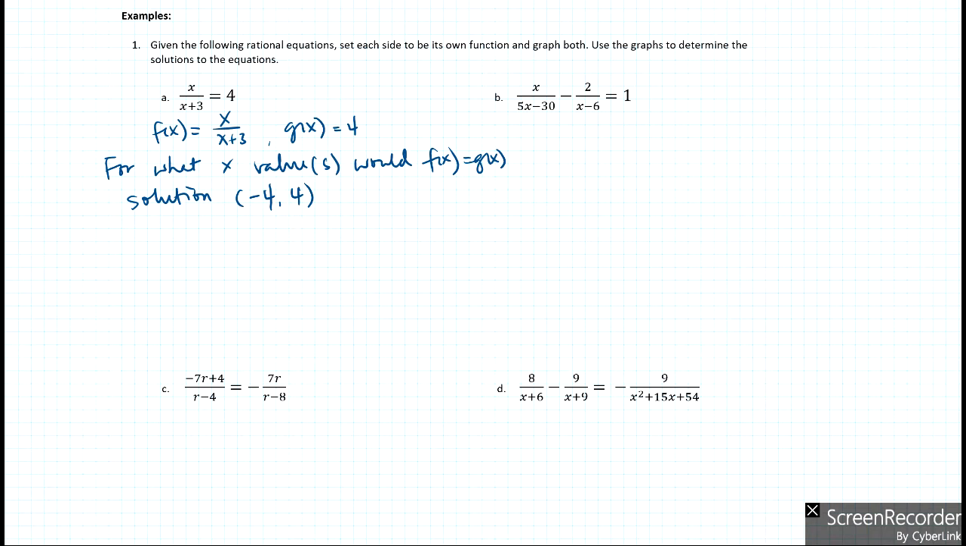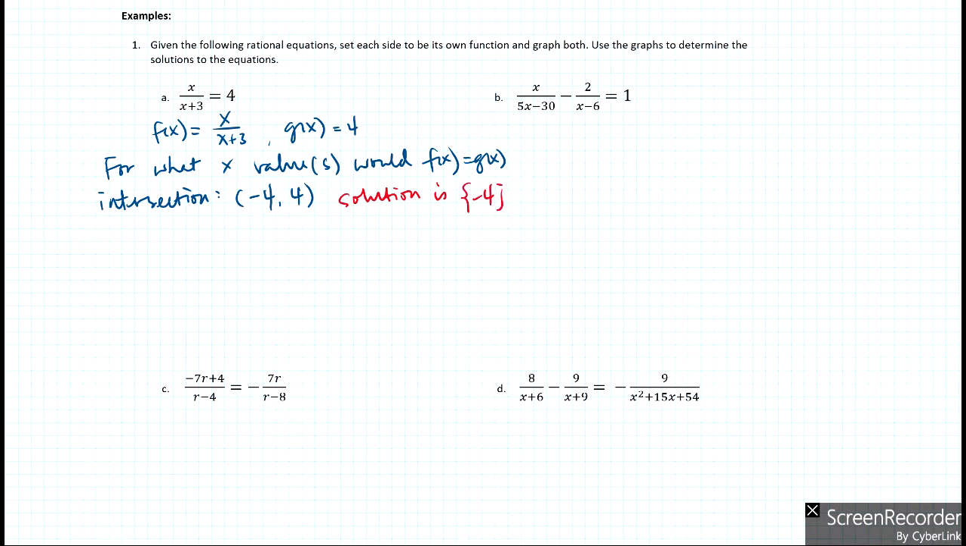And here we found the intersection is negative 4, 4, and to answer the question, we should say the solution is x equals negative 4, because when we're solving an equation, we're solving for x. So I'd say the solution is, you can use the set notation.